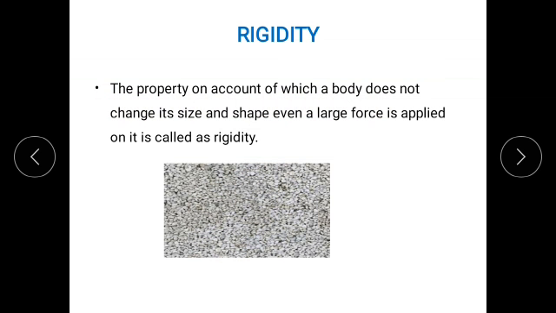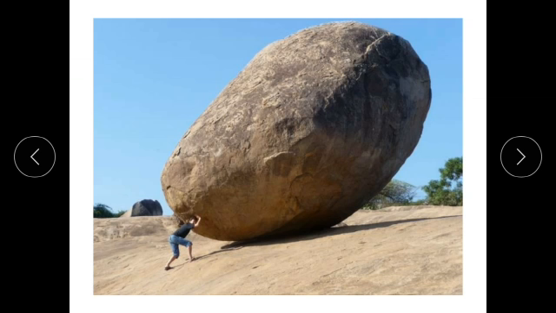For a rigid body, stone is considered as a rigid body, but in nature no body is called a perfectly rigid body, because when a very large amount of force is applied, or when force is applied continuously, then that body changes its shape and size. Therefore, no body is called a perfectly rigid body. But for consideration, this stone is considered as a rigid body.